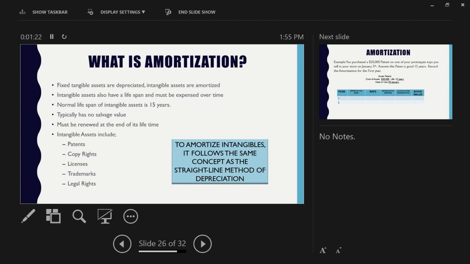For example, patents protect your ideas, copyrights protect your materials. Trademarks, if you have a logo, anybody that uses the exact logo, you can get money for that.